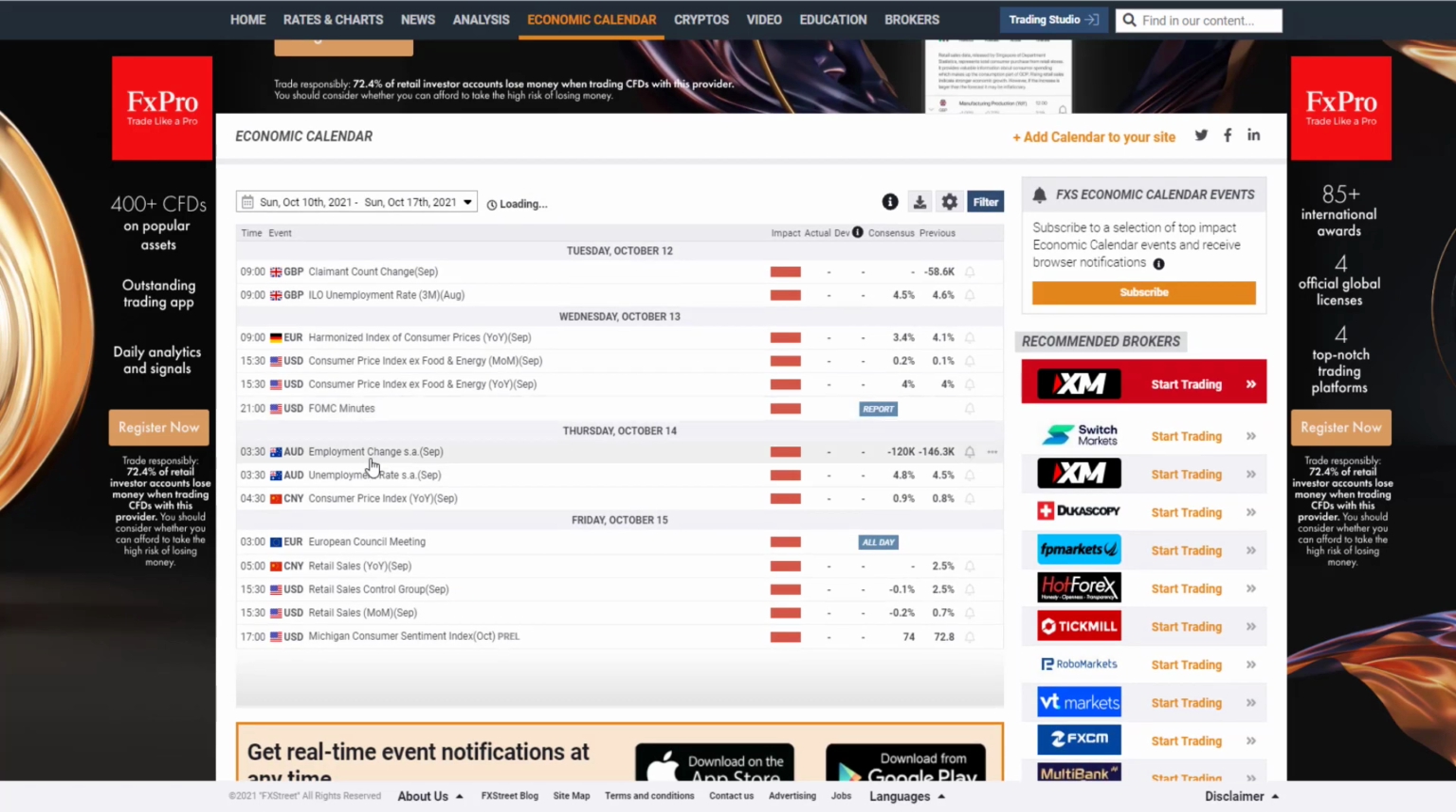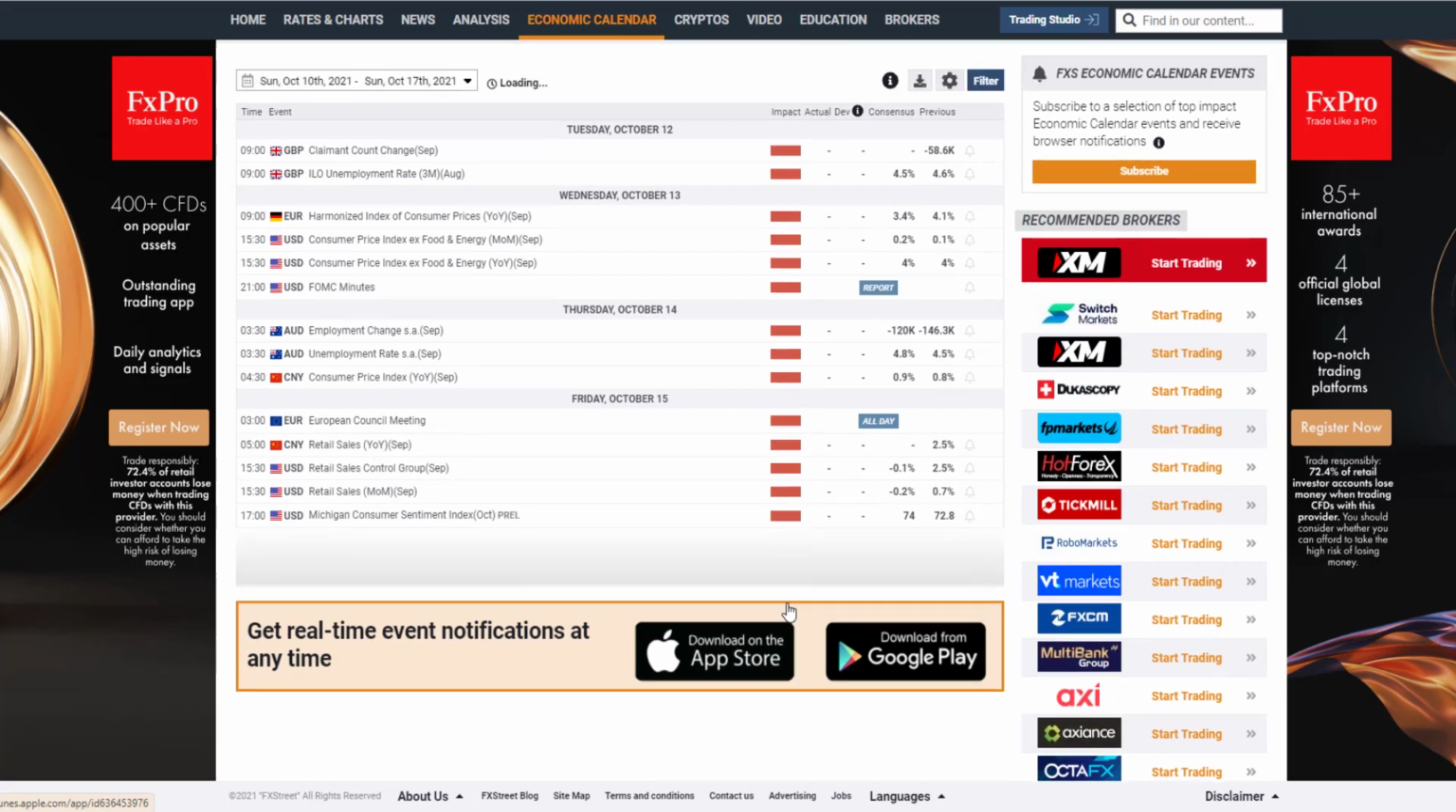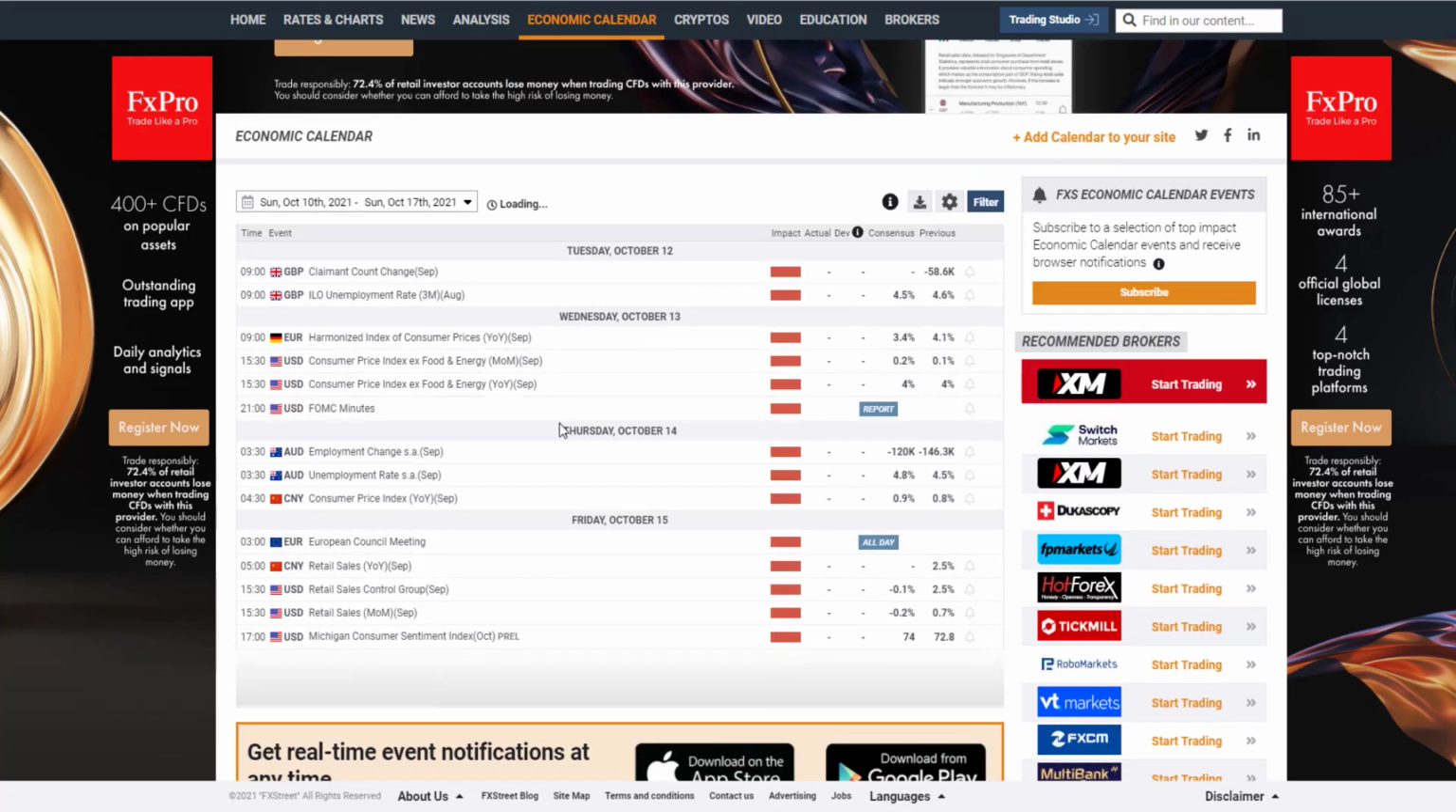Then on Thursday we've got the Aussie unemployment rate together with the employment change, so that could affect the market a bit. And also on Friday we've got retail sales for the US dollar. But again, like I said, I don't really expect any massive moves throughout this week at all.